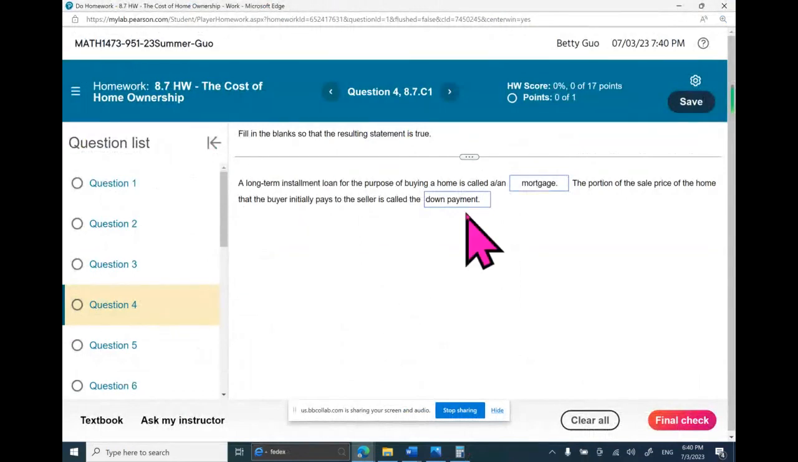So this is about the basic concept of mortgage and down payment. A long-term installment loan for the purpose of buying a home is called a mortgage. A percentage of the sales price of the house that the buyer initially pays to the seller is called a down payment.